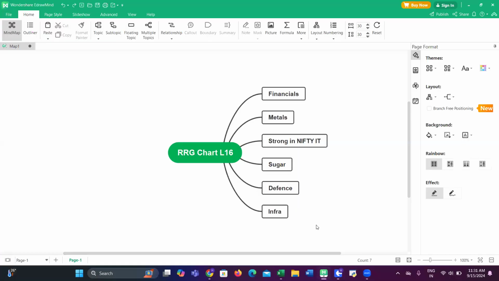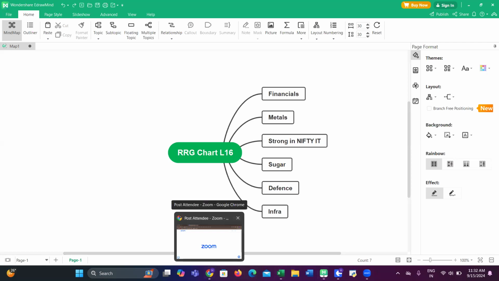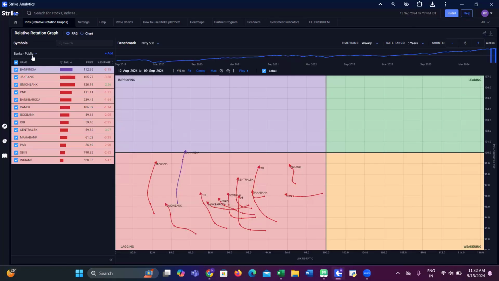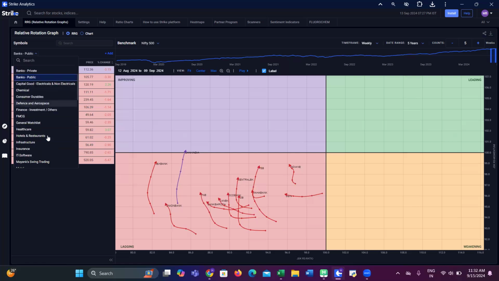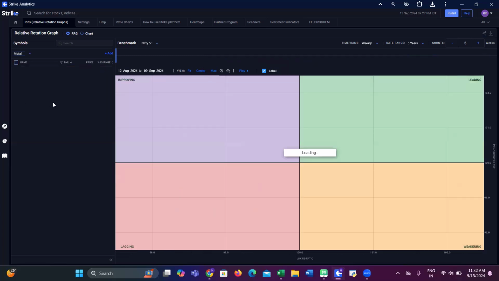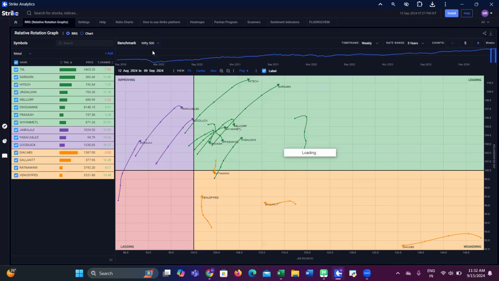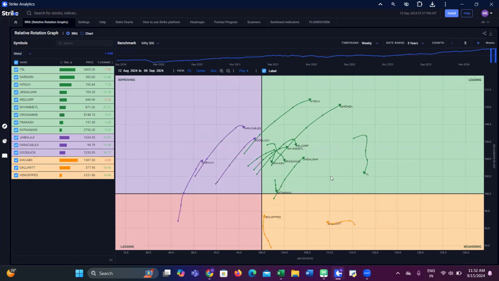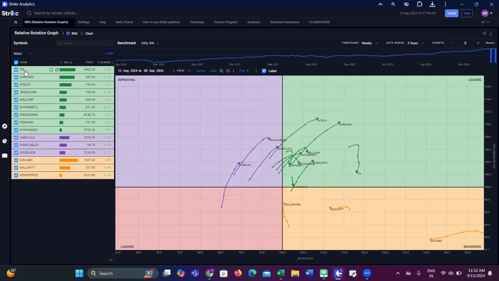Now, next sector is metals. Okay, let's look at metals. Let's go to the Strike platform again. Look at the metals. Where is the metal? I think I have mixed multiple ferrous, non-ferrous metals and steel as well. So let's look at this. Just a minute. Let's put 500. All right, let's look at it one by one.